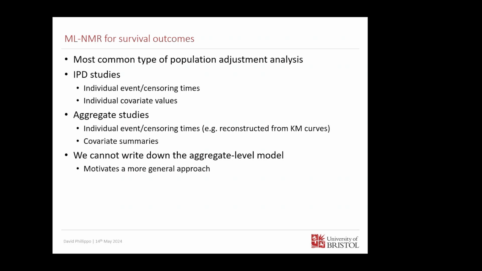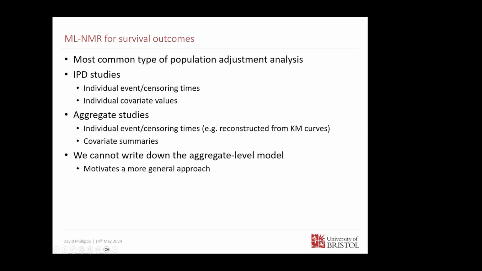So what does the data look like? Well, for our IPD studies, it's just the standard survival data. We have individual event and censoring times and individual covariate values. And then for the aggregate studies, what we're assuming is that we have individual event and censoring times, for example, reconstructed from the Kaplan-Meier curve.